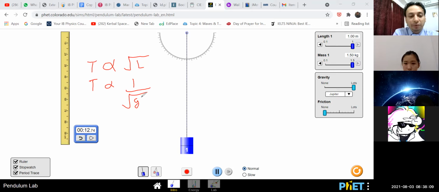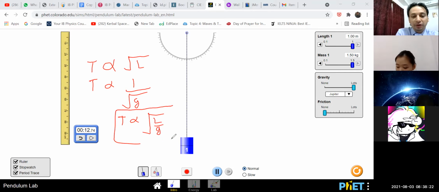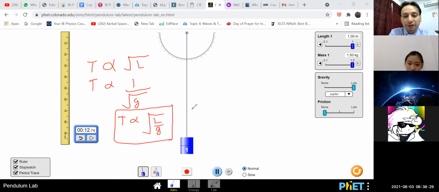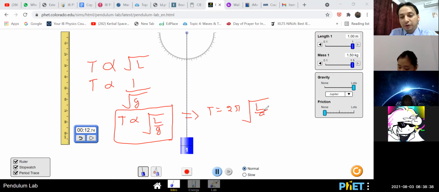And if I combine both these relations, students, I get the result that T is directly proportional to the square root of length divided by gravity. So this is a very famous equation of the simple pendulum to measure the time period of a pendulum. Further, you can write this equation as T equals 2 pi into the square root of L upon g. So this is a very famous result, children.